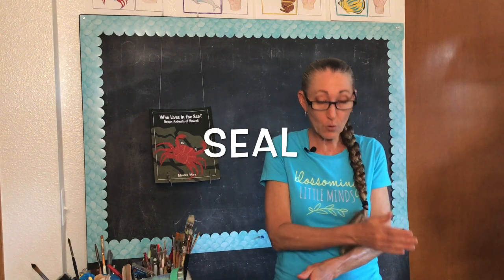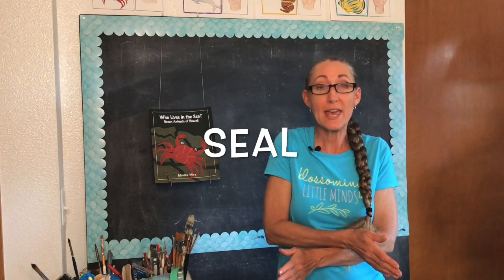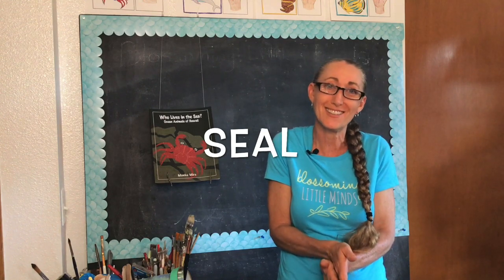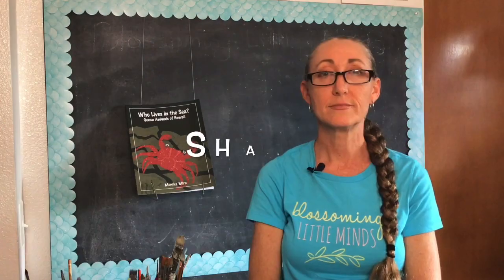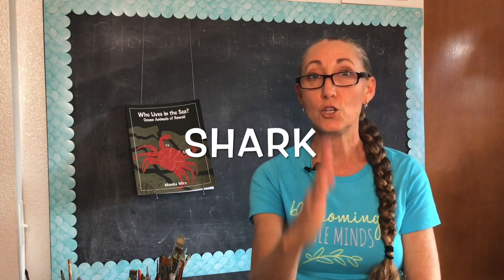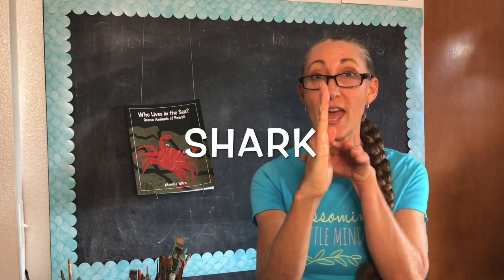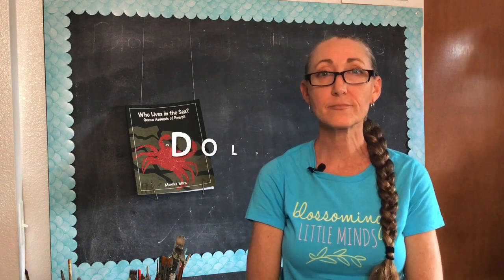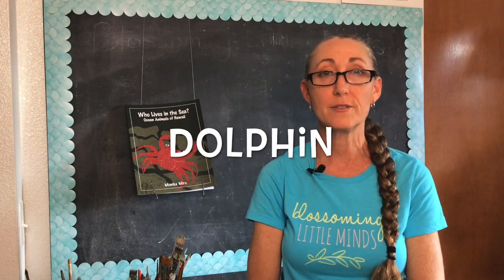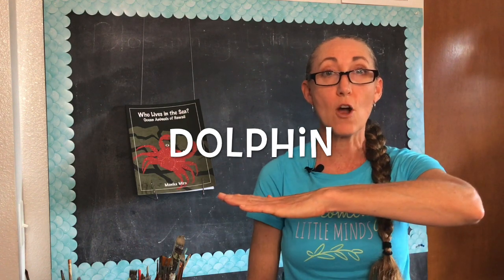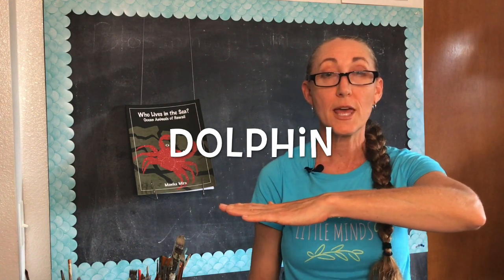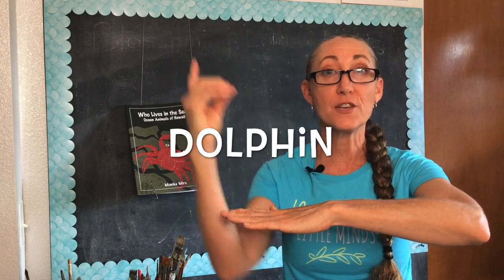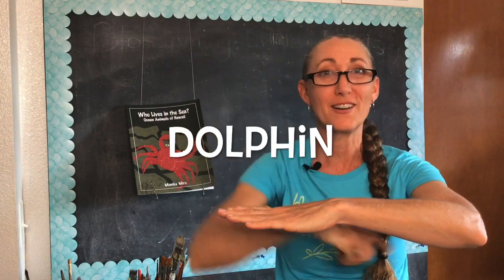So for seal, I cross my arms in front of my body and then I smack the back of my hands together like the flippers on a seal. Seal. Shark. You show the shark's dorsal fin and then you show it swimming through the water. Shark. Now I'm going to do dolphin. To do dolphin, you use one arm to show the surface of the water. The other hand shows a D. D for dolphin. And then the dolphin is jumping through the water.